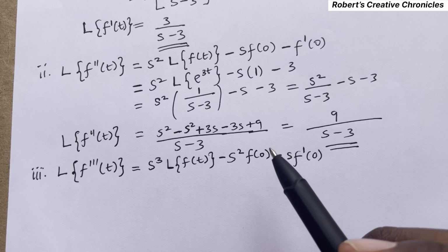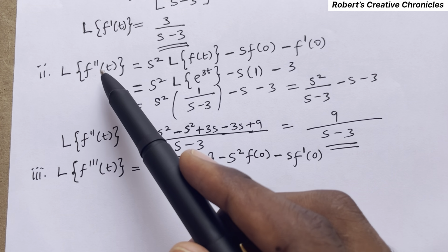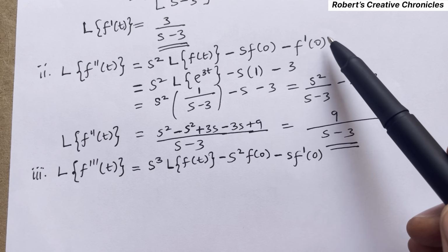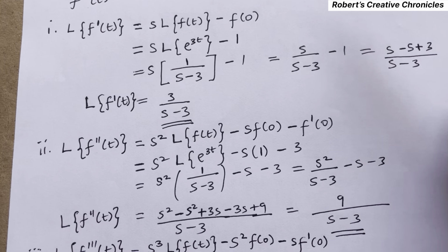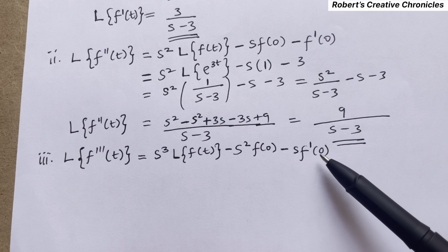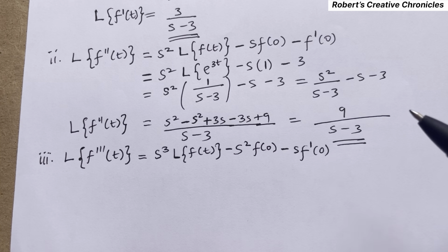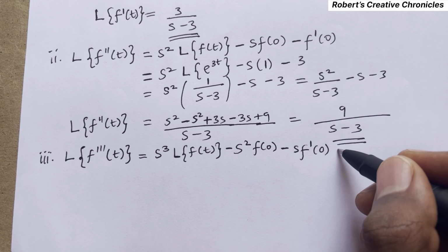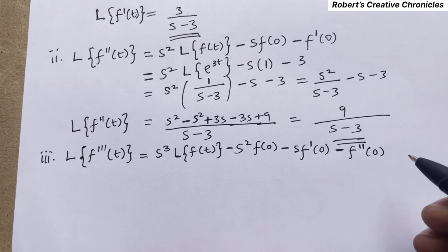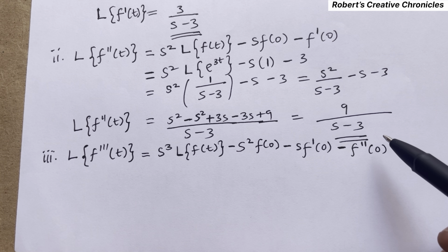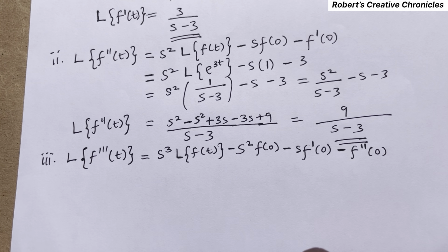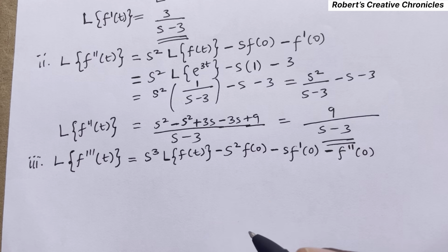Then you can also infer that when it is the Laplace transform of the second derivative, there are 3 terms. When it is the Laplace transform of the first derivative, there are 2 terms. Now this one, there will be 4 terms. This 1, 2, 3. So you have to put the fourth one, and the fourth one is what? It's minus f prime prime of 0. So this is the formula for the Laplace transform of the third derivative. So now we can substitute the functions.